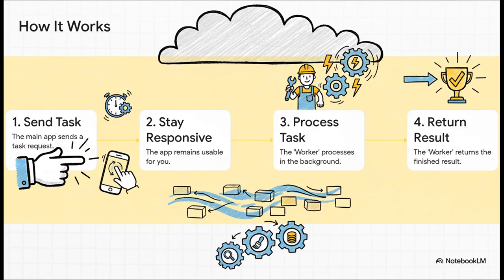So how does this assistant actually work in practice? Well, first, the main app, our executive, gives the worker a specific task request. Then, and this is the crucial part, while the worker is off doing its thing, the app stays completely responsive. You can keep clicking buttons, typing, whatever you want. Then, once the worker is all finished, it just brings the completed result back to the main app. See? Simple and so effective.